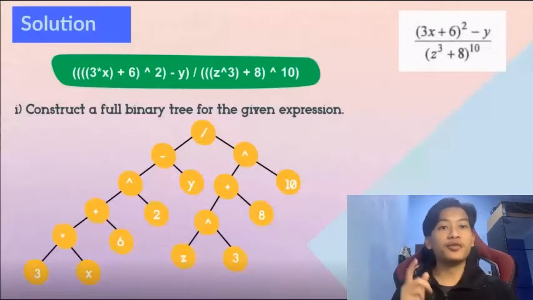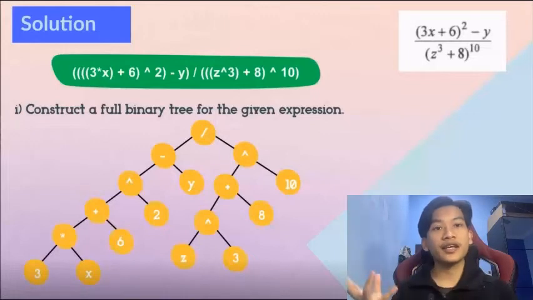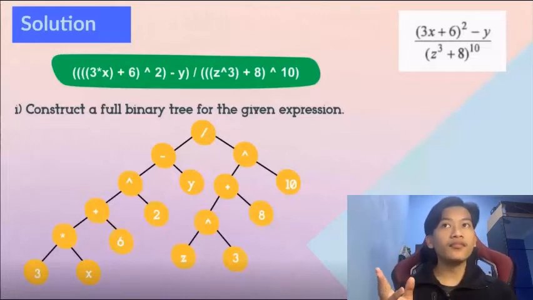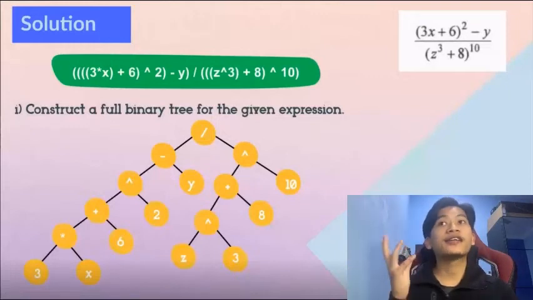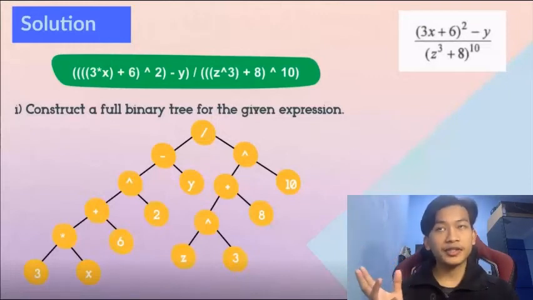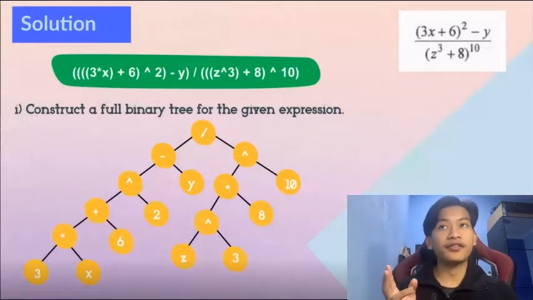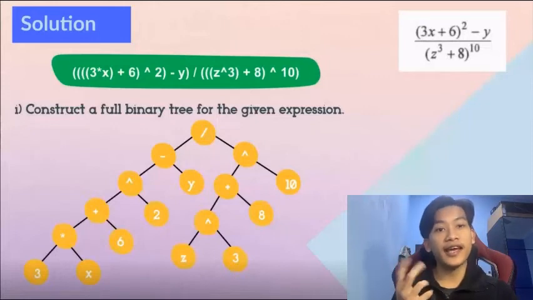Now focus on the left side. From the node filled with the subtract symbol, it has a leaf at the right side filled with Y and the left side filled with the power symbol. From the power symbol, it has a leaf at the right side filled with number 2 and the left side filled with the addition symbol. From the addition node, it has a leaf at the right side filled with number 6 and the left side filled with the multiplication node. For the last one, from the multiplication node, it has a leaf at the right side filled with x and the left side filled with number 3.